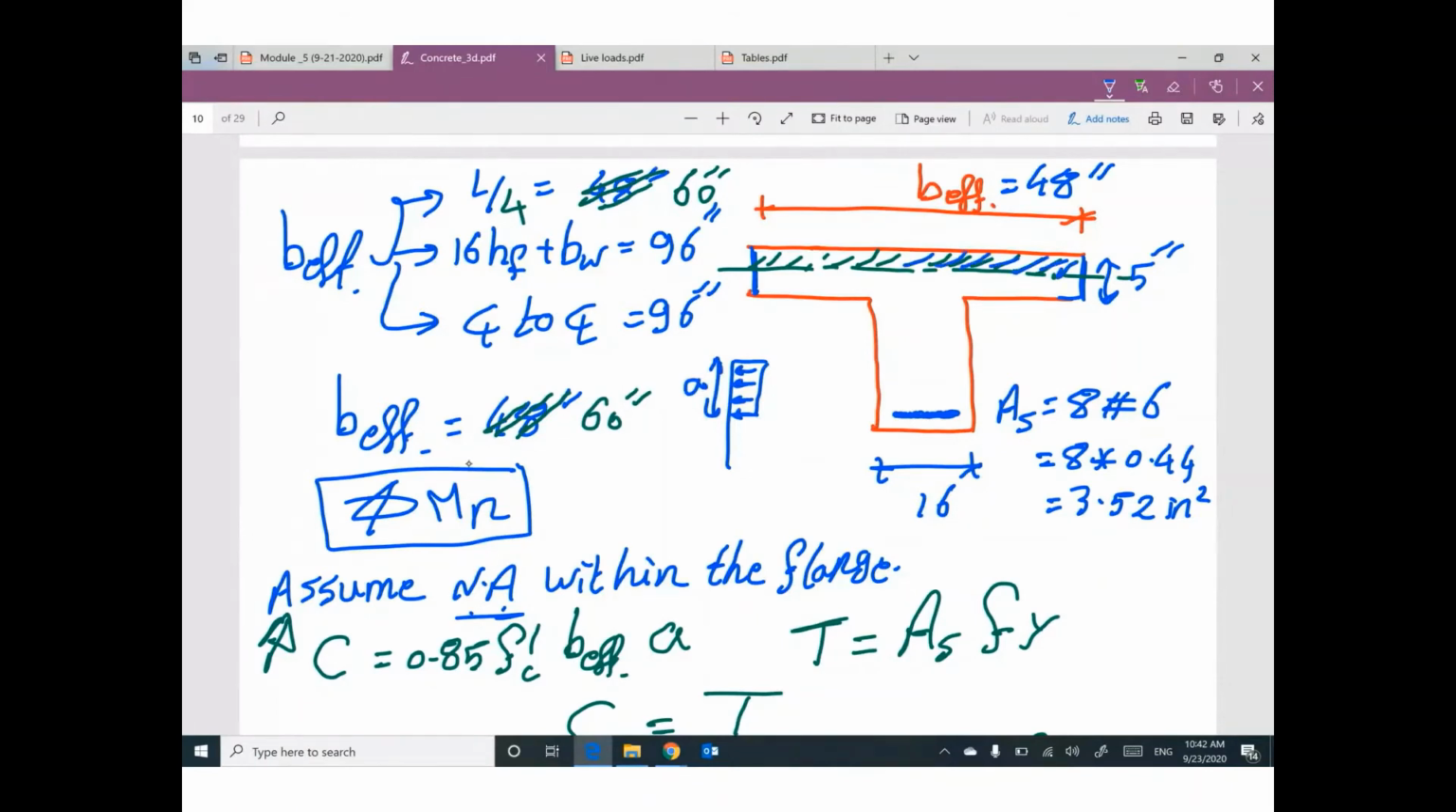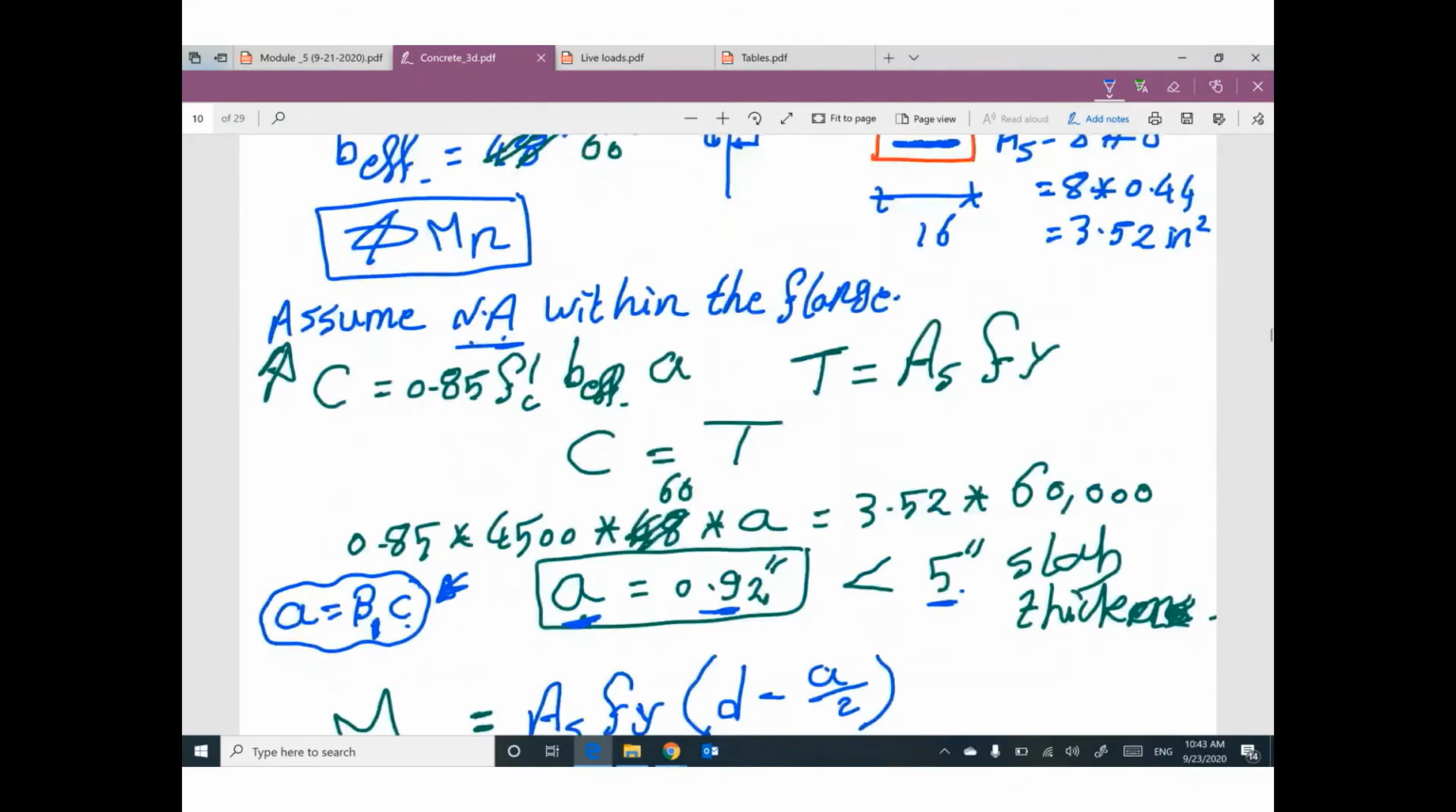Let me ask you this. Your equation for C equals 0.85 times F prime C. Is it 0.85 times F prime C, or is it beta 1 times F prime C? No, this number is constant. If you go back, I didn't say this number is beta 1 F prime C. 0.85 is a constant number. Beta 1 is used only for this equation. Okay, thank you.